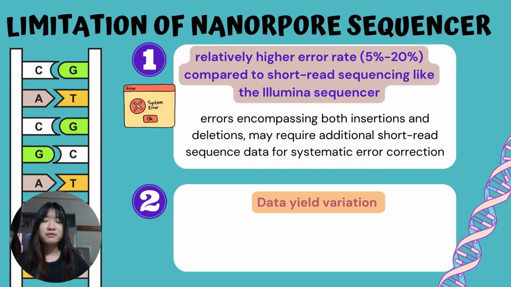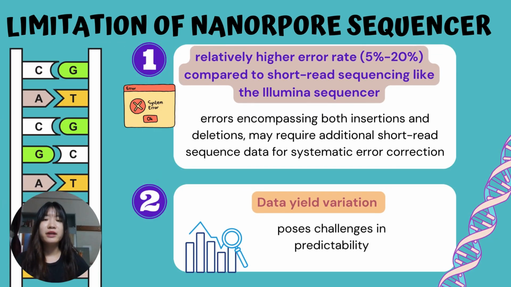One of the limitations of nanopore sequencers is a relatively higher error rate compared to short-read sequencers like Illumina, with errors encompassing both insertions and deletions, hence it may require additional short-read sequence data for systematic error correction. Next, data yield variation poses challenges in predictability.